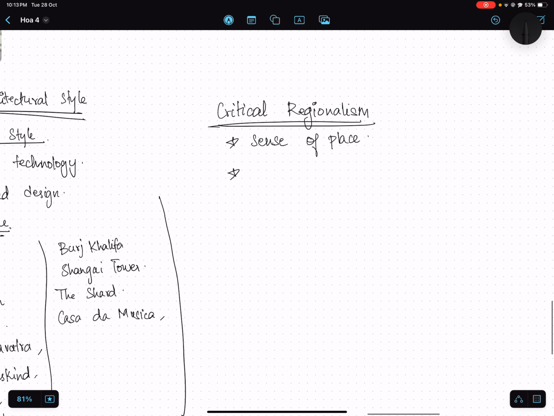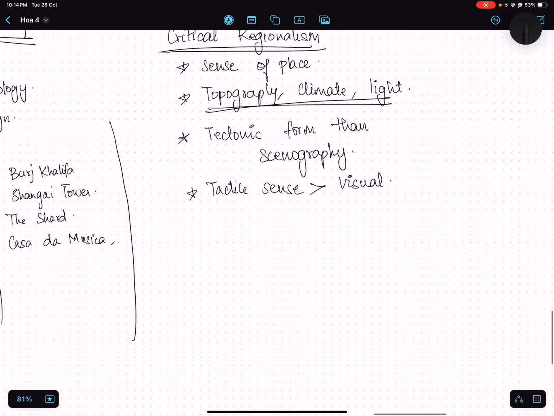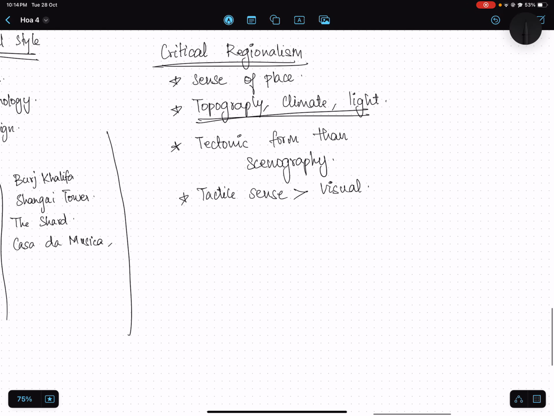So this took into consideration topography, climate, light, and gave importance to tectonics, scenography, and gave importance to the tactile sense over the visual. So that is mostly critical regionalism.